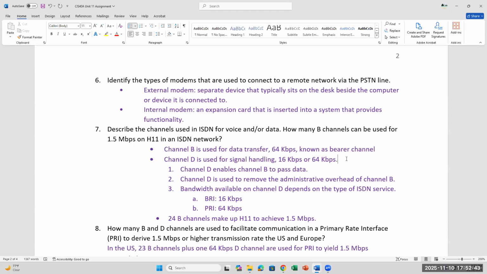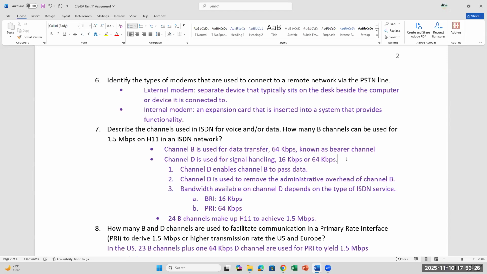The reason they do this is that this channel is going to establish and send a signal for the other channel to transfer data. They always go together. So channel D enables channel B to pass data, and D is used to remove administrative overhead for B. You don't want one channel to do both, because in that case we are going to slow down the data rate. So in ISDN practice, you would set up channel D for channel B. D as in David and B as in boy.